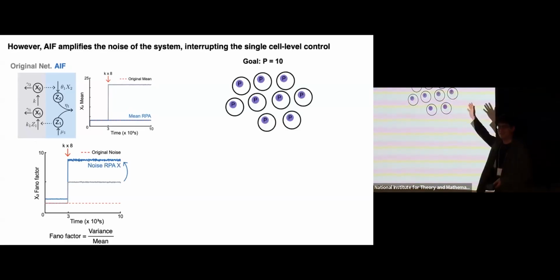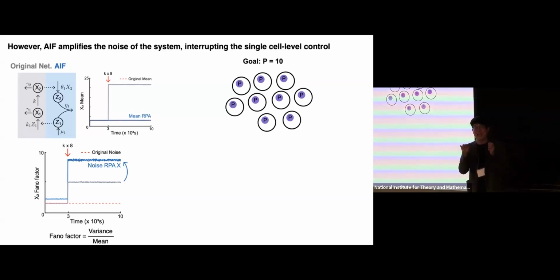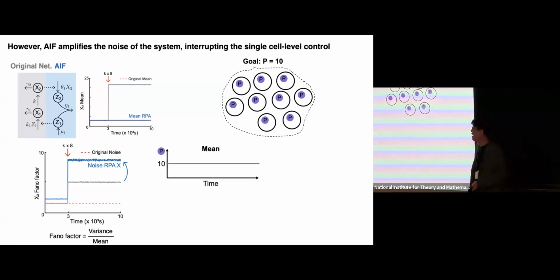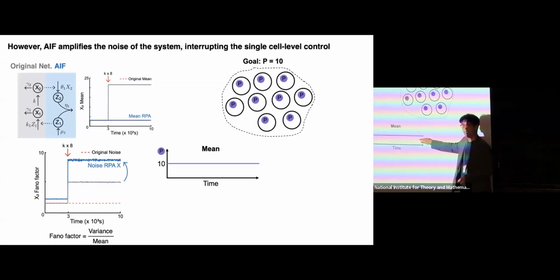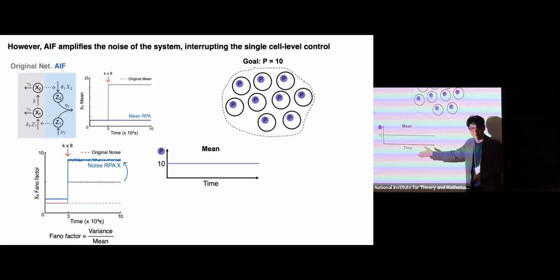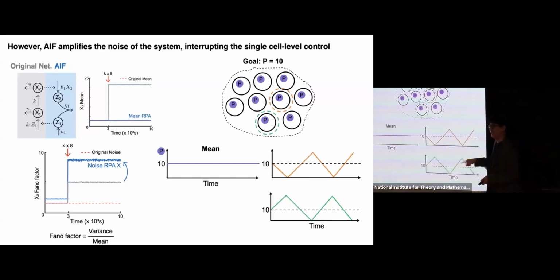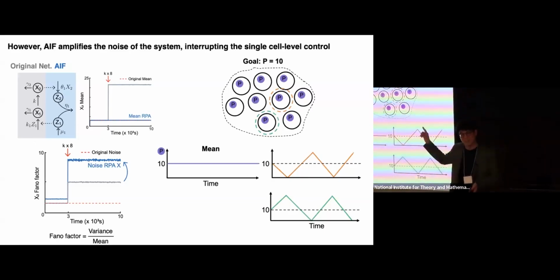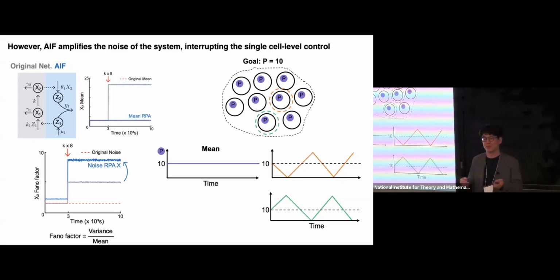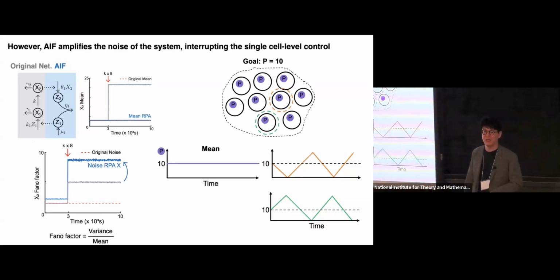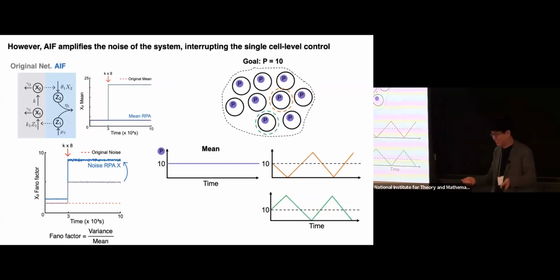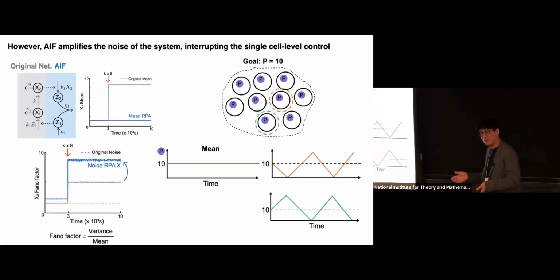let's say we have 10 cells, and our goal is to maintain this protein level at 10 because we don't want to die, okay? So the population mean is very well controlled with this controller. But due to the noise, if you look at the single cell level, it's jumping, right? We don't want that, because we don't want to die. That's the point. Although this is theoretically beautiful, in real biology this is not perfectly good for the biological system. So we want to control this noise as well.